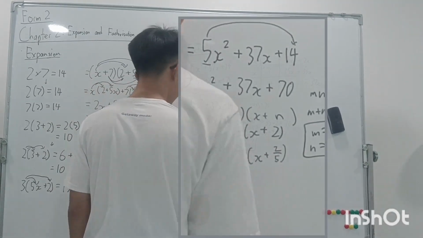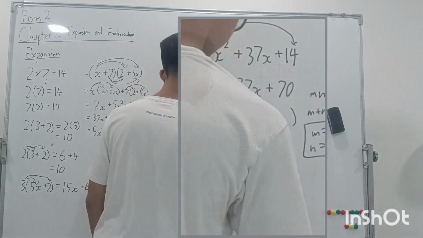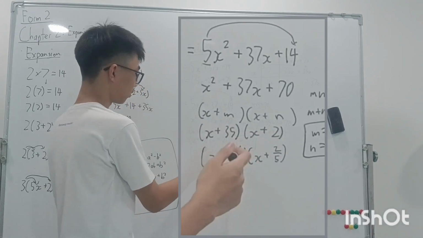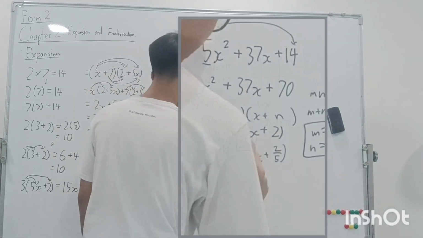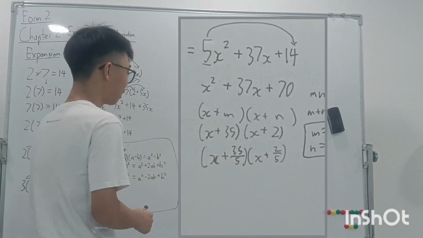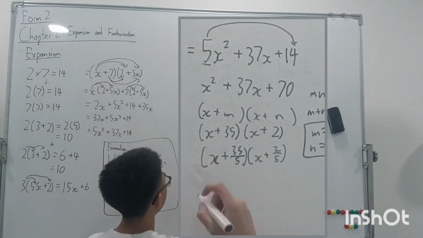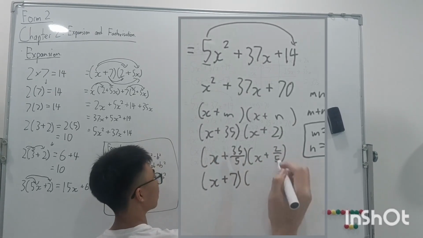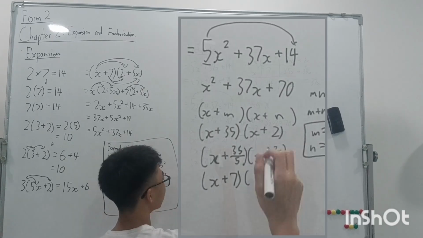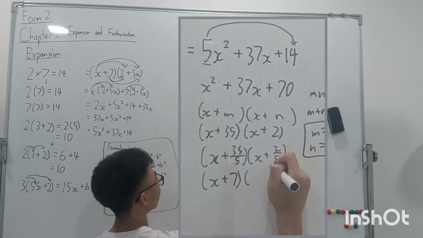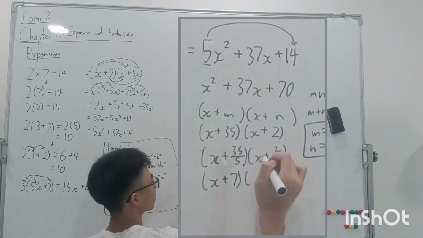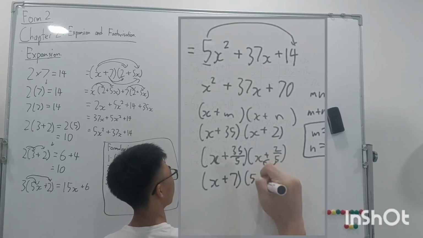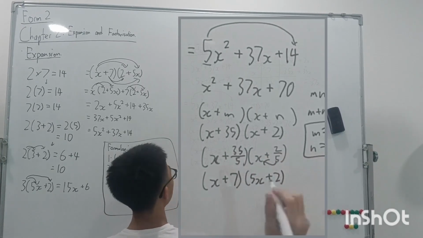So now we're going to see if the result of this will be an integer. 35 divided by 5 is an integer, which is 7. So it's x plus 7. But if it turns out to be a decimal, not an integer, we're going to move the 5 to the front in the bracket. So 5 times x will be 5x. So this will be the final product.